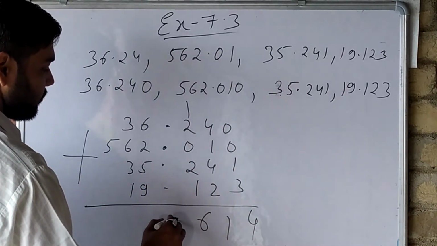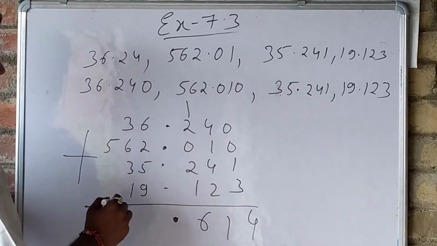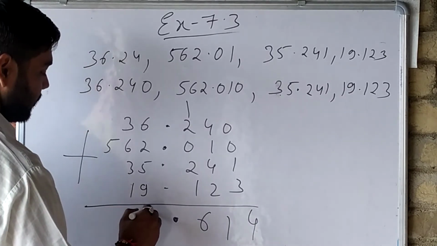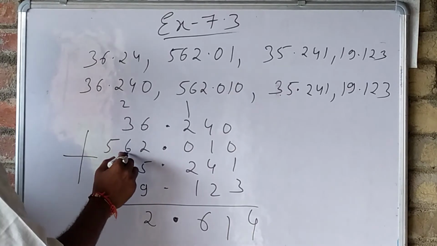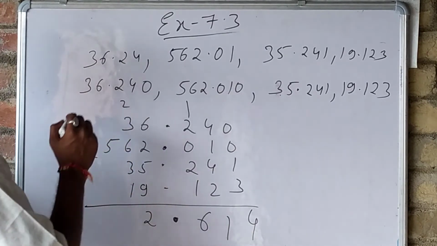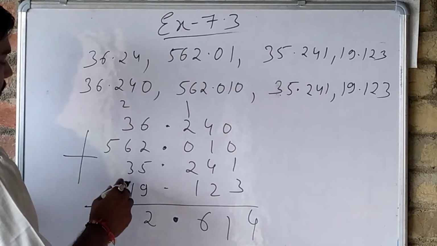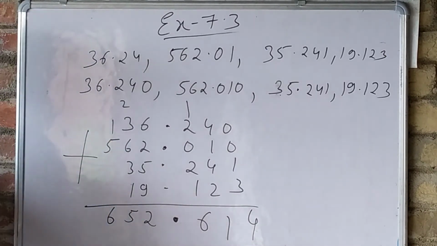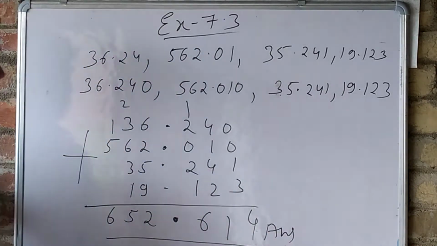We will place a decimal. 6 plus 2, 8, 8 plus 5, 13, 13 plus 9, 22. So here 3 plus 6, 9, 9 plus 2, 11, 11 plus 3, 14 plus 1, 15, 5, 1, 6. Okay, so the answer will be 652.614.